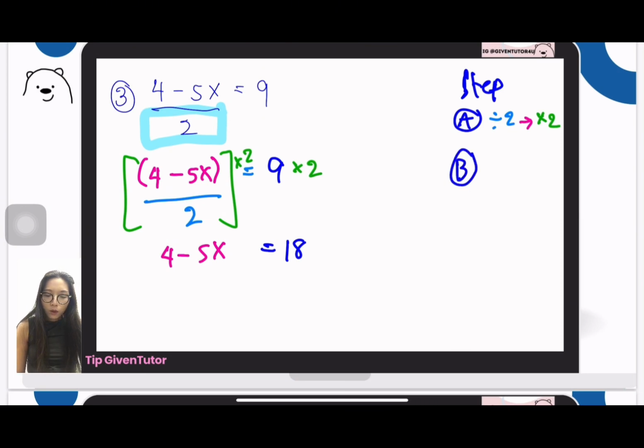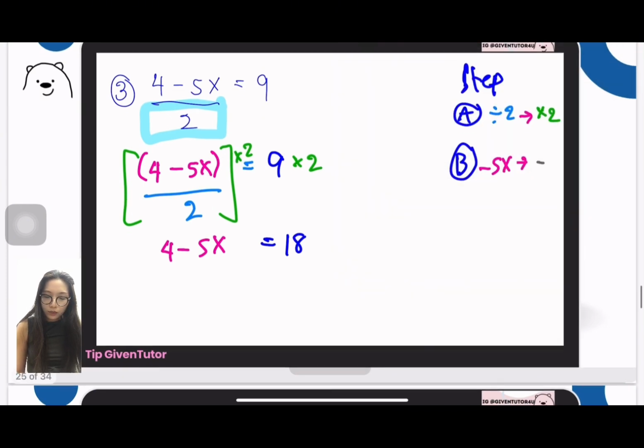And then this one will be step B. Step B, when we have the minus 5x, we can change it also. Okay, maybe in gray color it will be plus 5x. When we plus 5x, we plus on both sides, left and right. So after that, we get 4 right here, and 18. 18 means plus 18. We do not need to shuffle. This will be plus 5x, right?